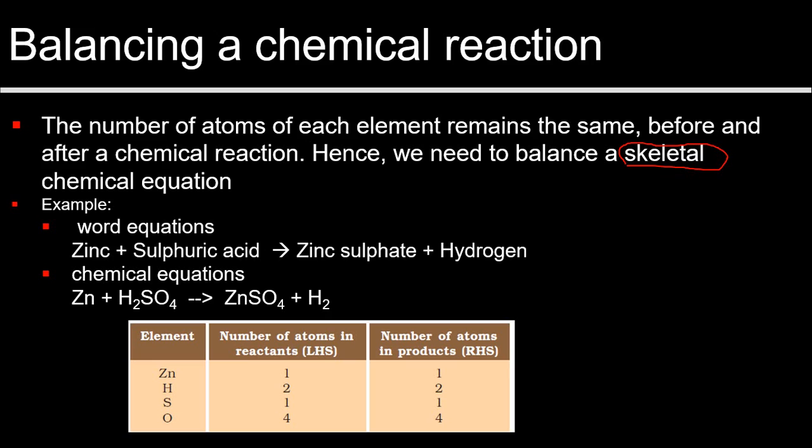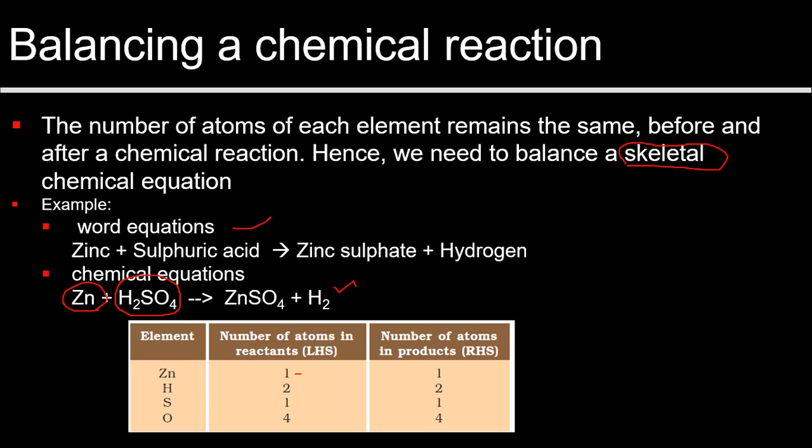Let's take another reaction. Zinc plus sulfuric acid gives zinc sulfate and hydrogen. Okay, so this is called a word equation. We write zinc represented by Zn, and the formula of sulfuric acid is H2SO4. When it is added, we get zinc sulfate plus H2. Whether it is a balanced equation, we can check.